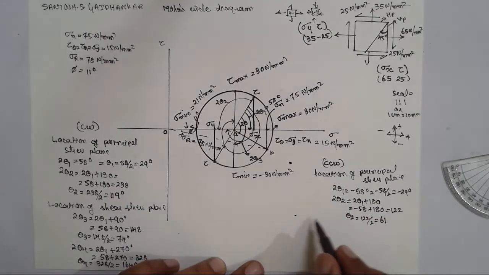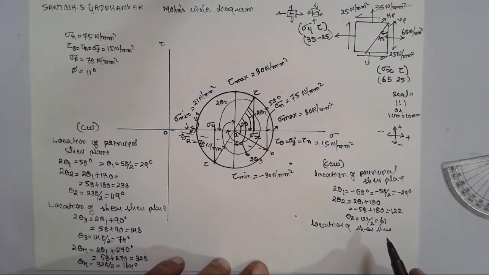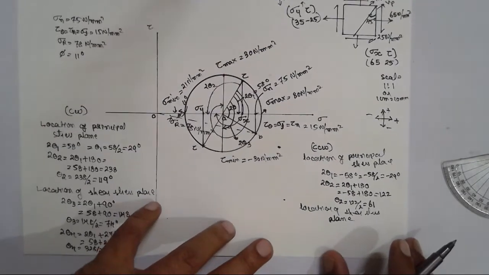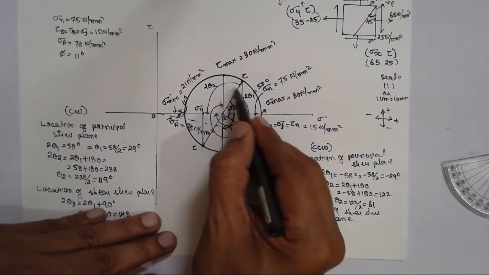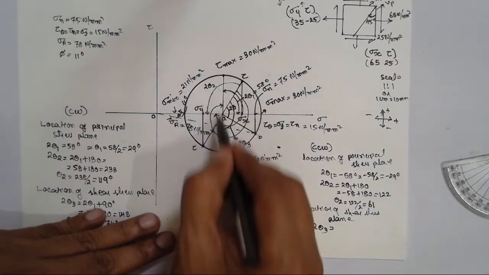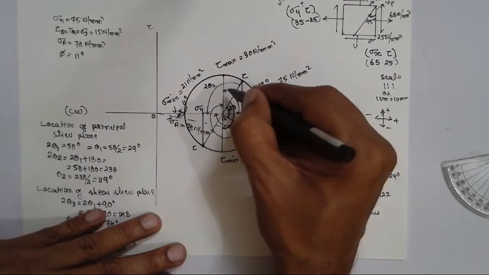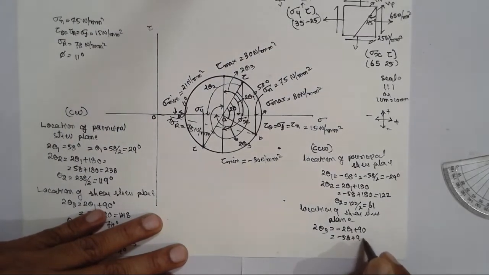Now let's go for location of shear stress plane. Now see here what happens. 2 theta 3 we have to find out. Now how to find out 2 theta 3? That means this line over this line, because this is the stress line, minus 2 theta 1 plus 90 degree, because this 90 degree we call 2 theta 3. It is minus 58 plus 90, 32. Theta 3, 32 divided by 2 is nothing but 16 degree.